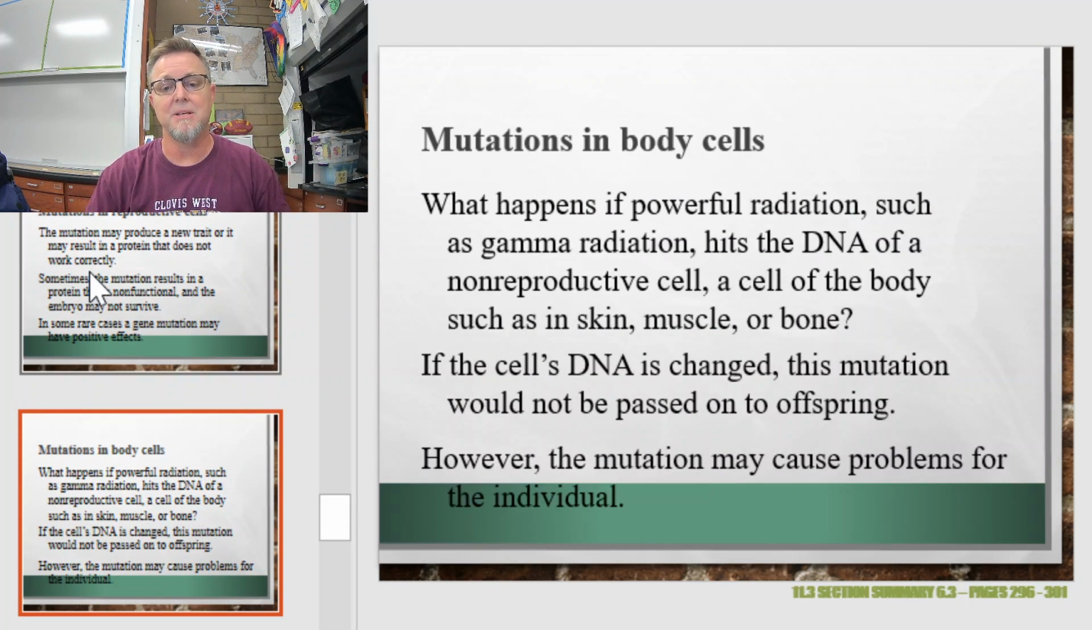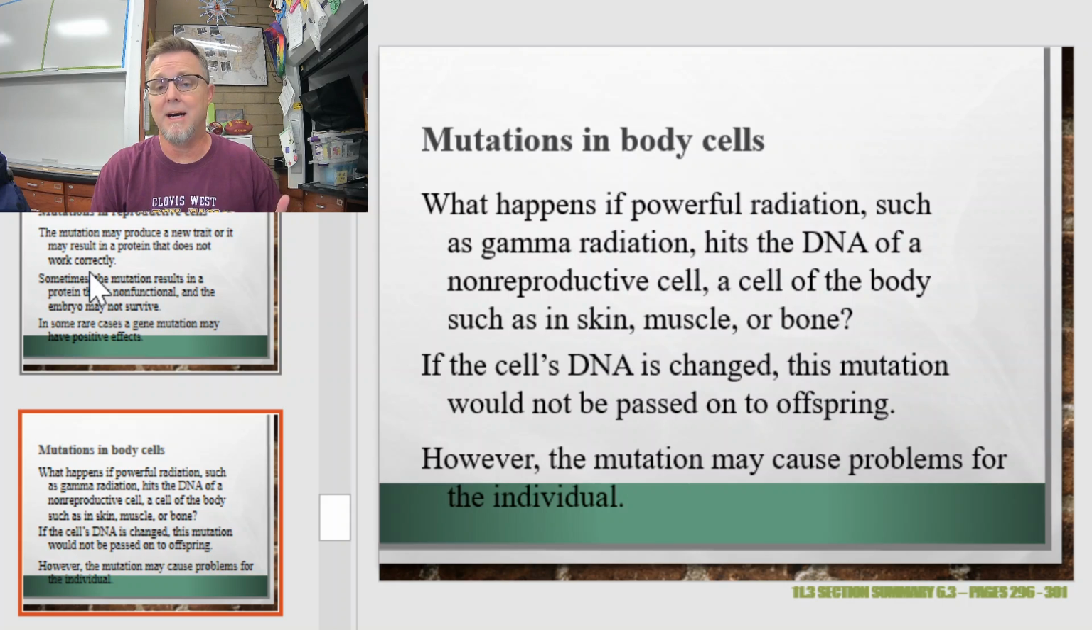Now, the last thing we've got to deal with is where these mutations come from, and what they look like. The first thing I'm going to tell you is that anything that causes a mutation falls under this umbrella term, mutagen, okay? So if you create a mutation, you're a mutagen. Here's an example. What happens if powerful radiation, such as gamma radiation, hits the DNA of a non-reproductive cell like skin, muscle, or bone? At the end of the day, that's going to create a mutation in the DNA in your skin, muscle, or bone. That gamma radiation is considered a mutagen.